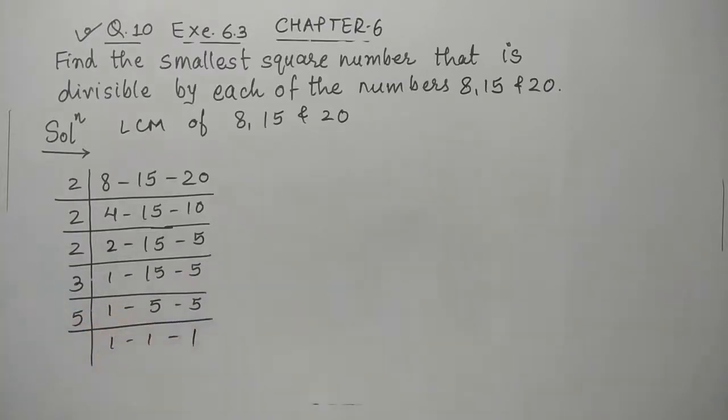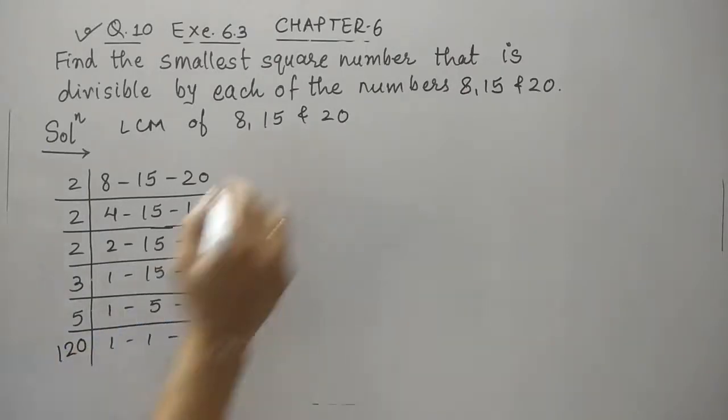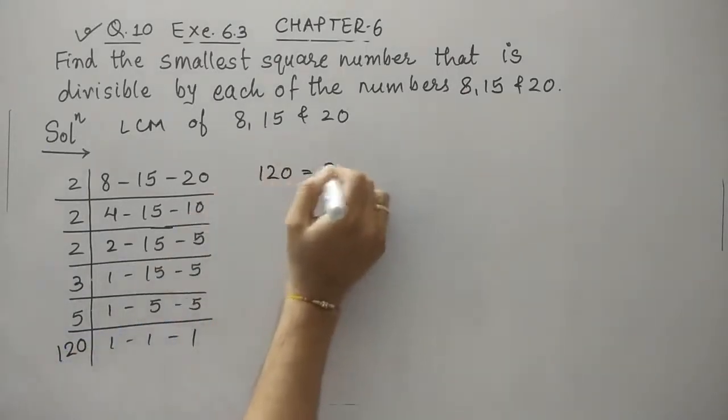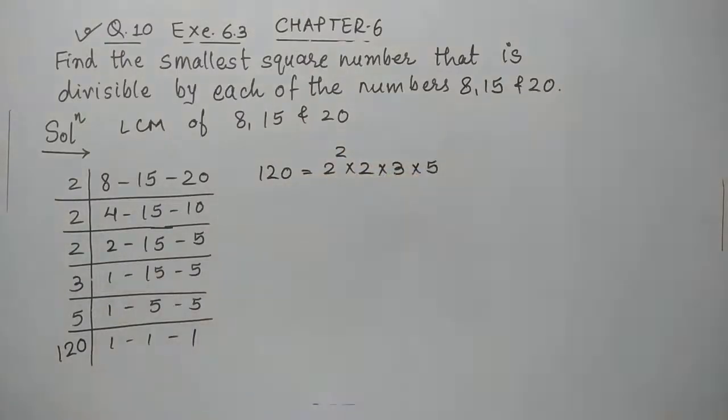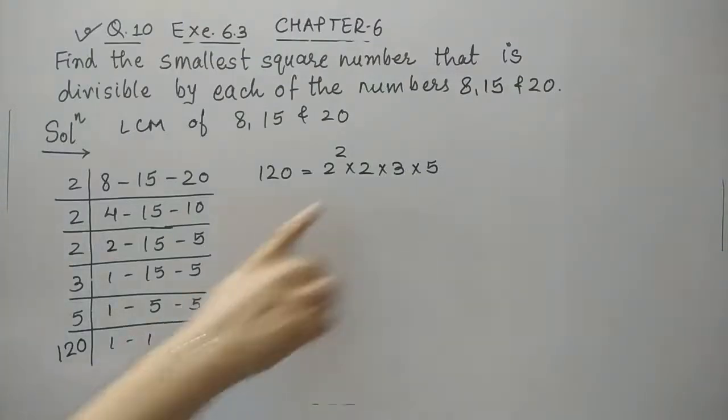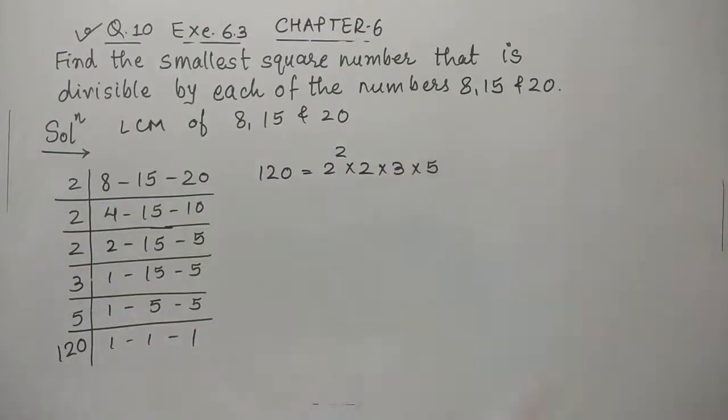So we can see here the LCM is 5 2s are 10, 10 2s are 20. One more time we'll do it, 5 2s are 10, 2s are 20, 6 20s are 120. So the prime factors of 120 are 2 square, and 2, 3 and 5. So we are getting 2, 3 and 5 which are not in a pair. So remember we have to multiply with 1 time 2, 1 time 3 and 1 time 5.